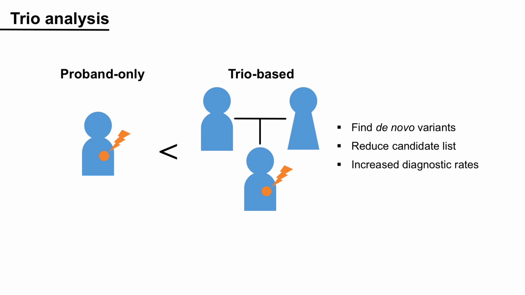Trio-based diagnosis. It is recommended to test family members too, especially the parents of patients. Using this method, de novo variants that are only present in the child can be easily identified. So, irrelevant candidate variants can be filtered by utilizing data from parents. In this way, we can accurately find disease-associated variants. With the trio-based genetic test, the diagnostic rate can increase to over 50%.